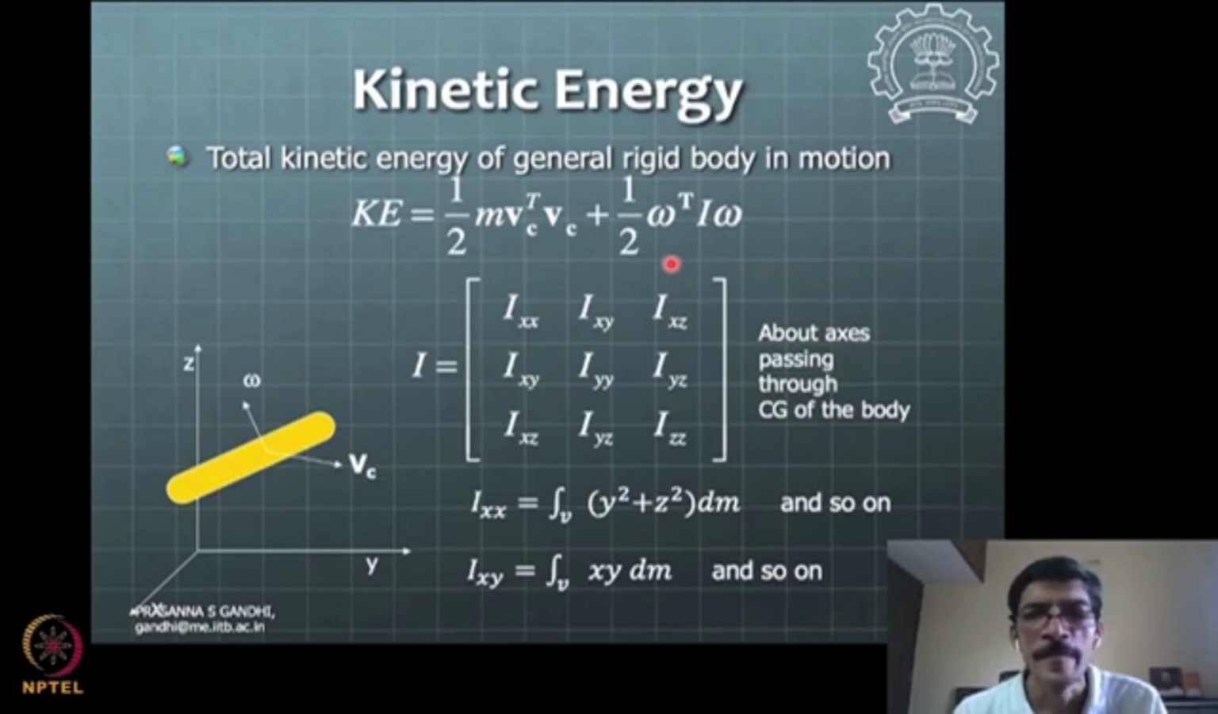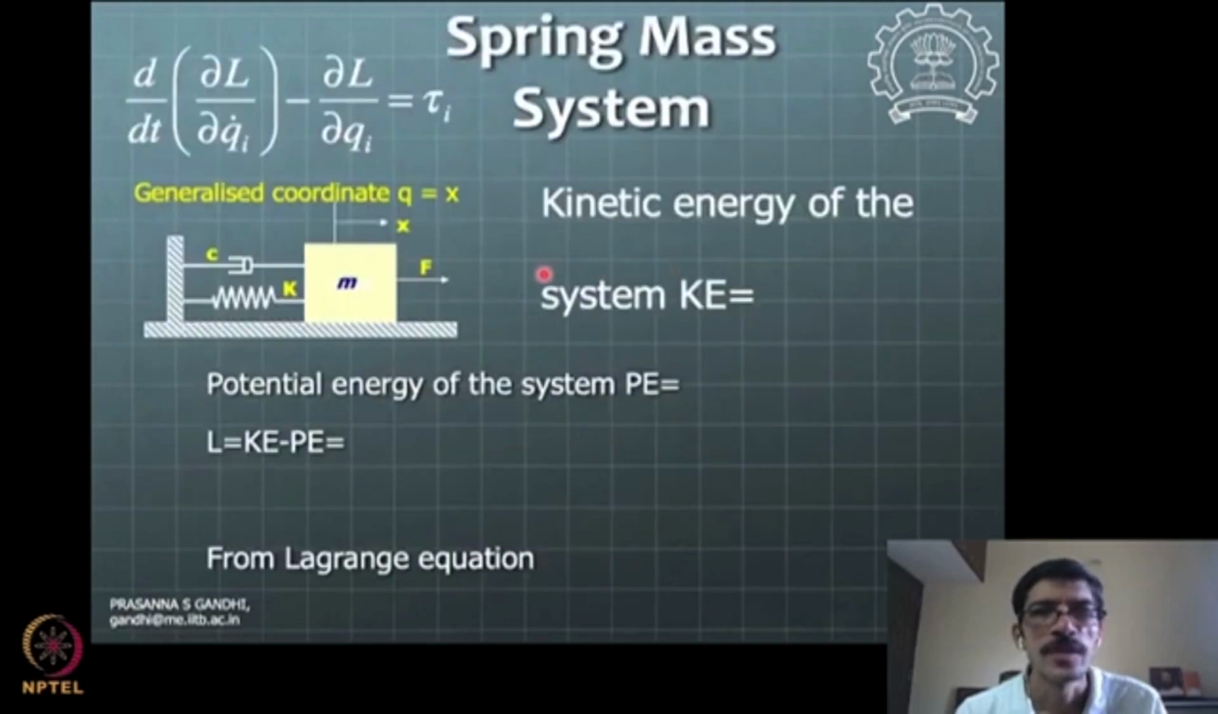Now we can see some simple examples for the formulation. So let's take our famous spring mass damper system here. The kinetic energy for the system one can write very simply as half m x dot square. There is only one mass that is in motion. We are considering the spring and damper to be massless as compared to m.